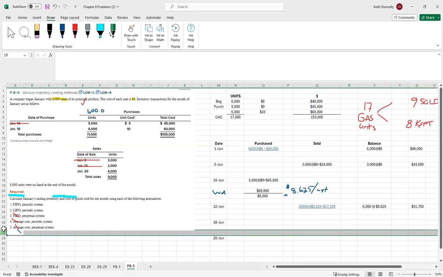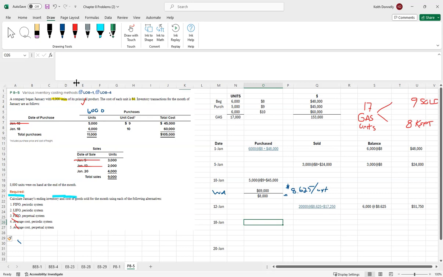Next up, we got another purchase here. What's the next date? January 18th, we buy 6,000 more. So 6,000 more that we buy at $10 a pop. That's going to be $60,000.